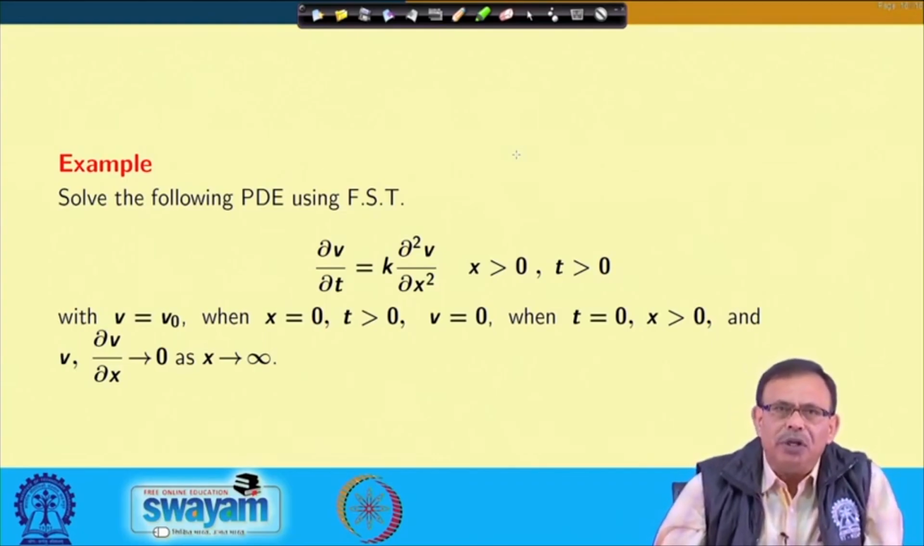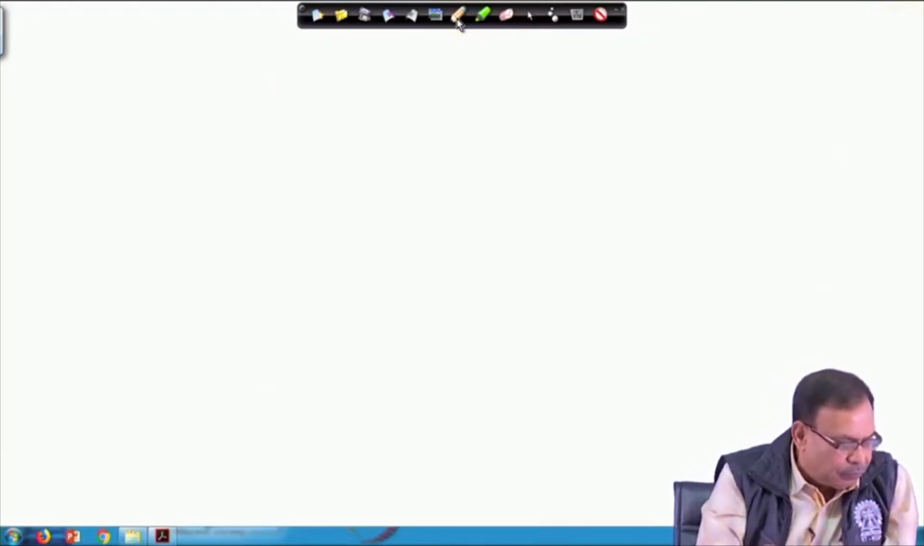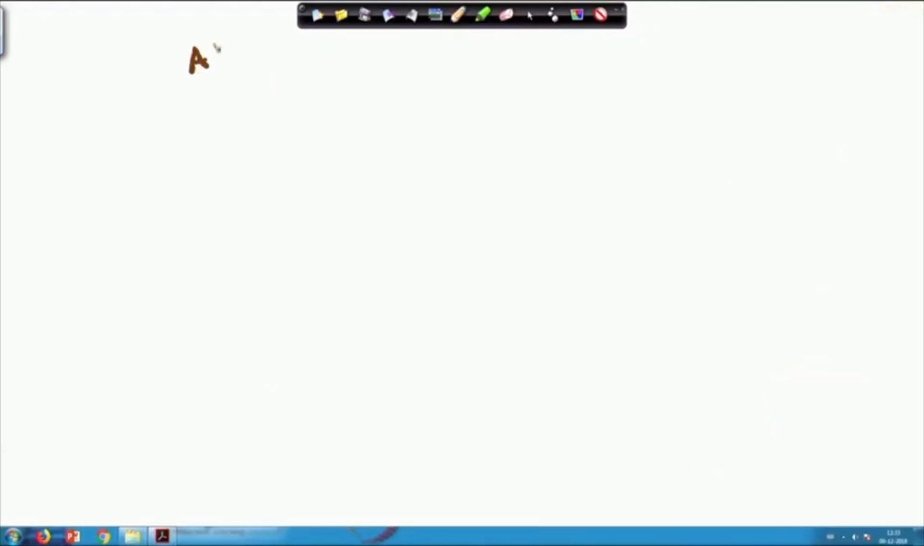So, once I know it from the conditions provided here, and since ∂v/∂x approaches 0 as x approaches infinity, I have to take the Fourier sine transform with respect to the variable x. So, let us see this one. You apply the Fourier sine transform with respect to the variable x.